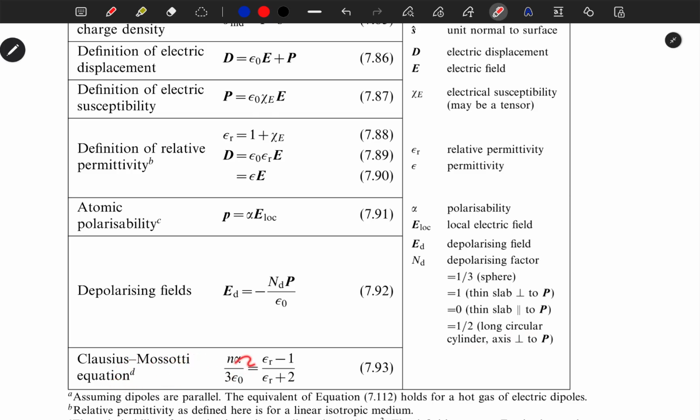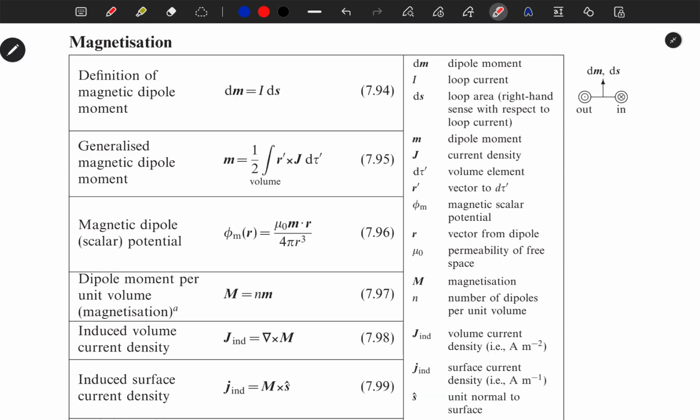Clausius-Mossotti equation: n alpha by 3 epsilon equal to (epsilon r minus 1) by (epsilon r plus 2). Magnetization, definition of magnetic dipole moment: dm is the dipole moment equal to I ds. Generalized magnetic dipole moment, m equal to half of the integral of r cross J d tau. Magnetic dipole potential phi equal to mu by 4 pi, m dot r by r cube.